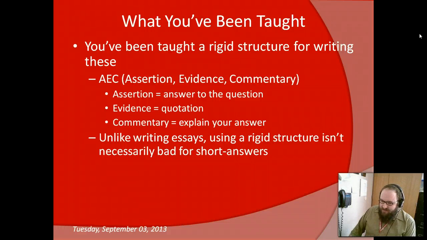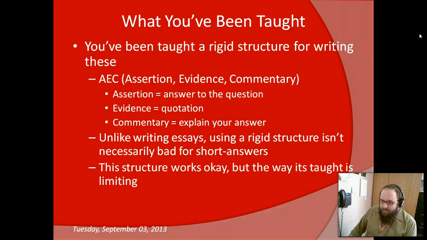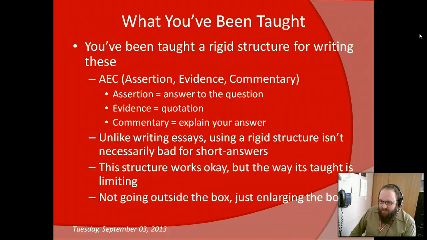Short answer responses, though, aren't pieces of literature. They're just responses to a question. They're assessments of your knowledge. That is a true assessment tool and nothing else. So having a rigid structure isn't necessarily bad. The AEC structure works okay. But the way it's taught is somewhat limiting. And what I mean by limiting is it's very restrictive. We're going to talk about that when we look at some examples here in just a minute.